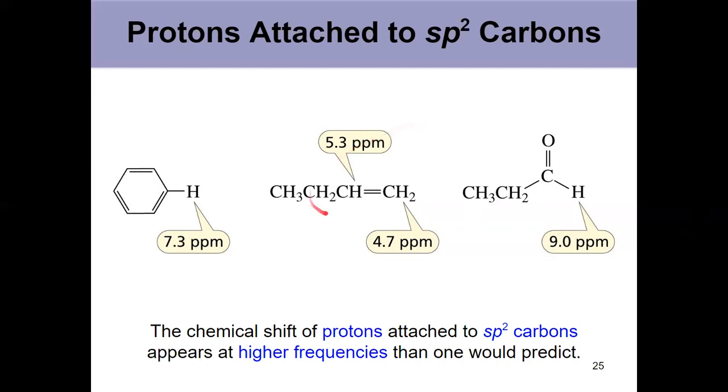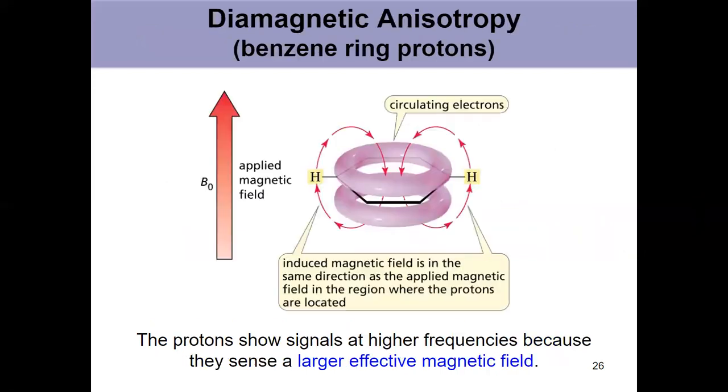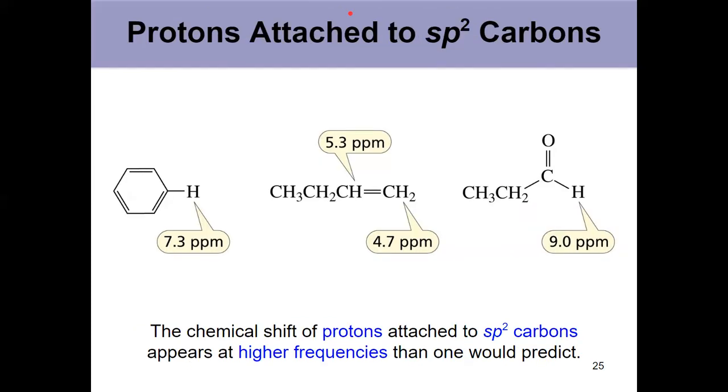But this effect is more pronounced than if it was just electronegativity alone. The shifts are more notable. The effect that's really key here is called diamagnetic anisotropy. Okay, so I'm going to skip ahead here so you can see that diamagnetic anisotropy. That's what's causing these to have more notable shifts.